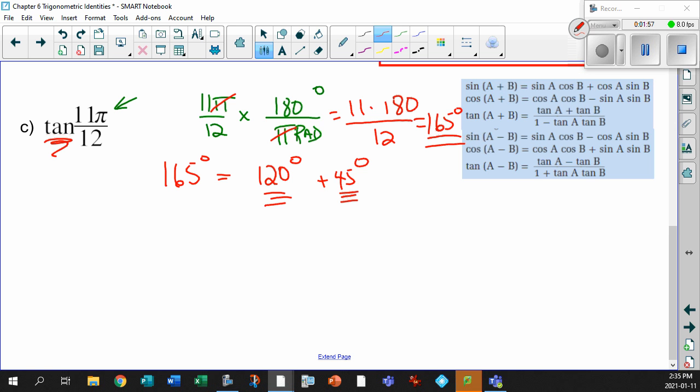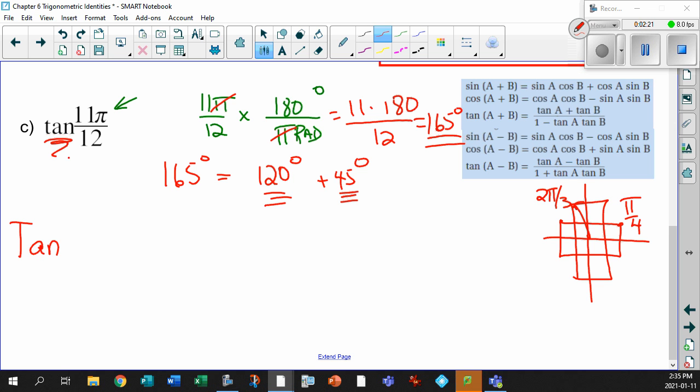120 degrees. Do you remember what 120 degrees is? Yeah, neither do I, but that's why I'm going to put it out here. Oh, 120 degrees is that guy right here. So, of course, that's going to be our 2 pi over 3. Sweet. 45 degrees, that's the one right smack in the middle, right? That's going to be our pi over 4. Sweet. Now, here we go.